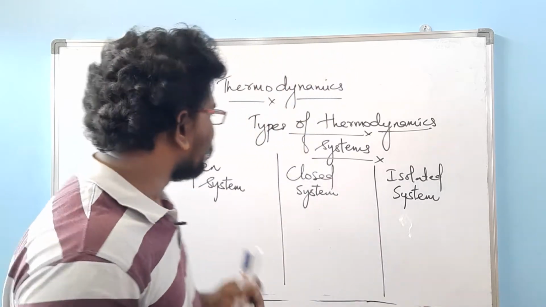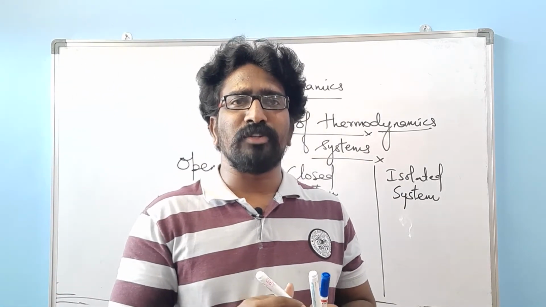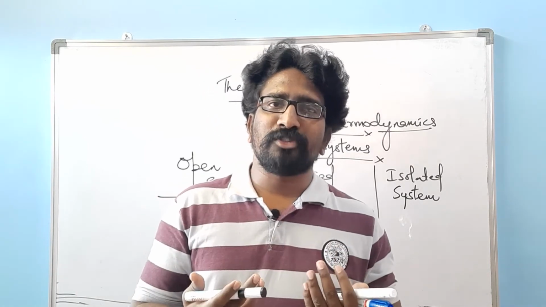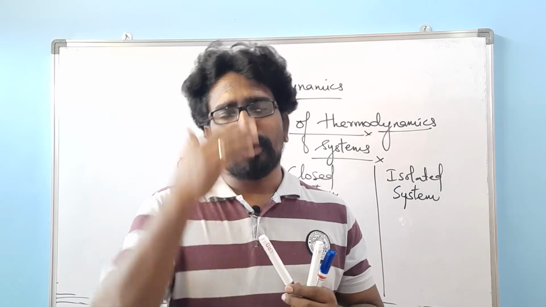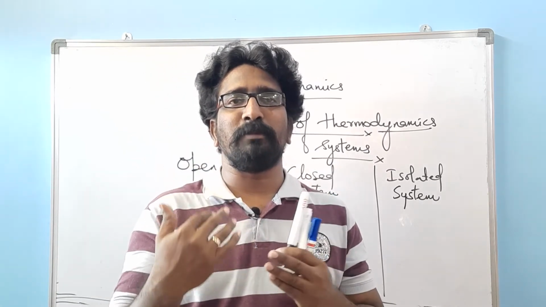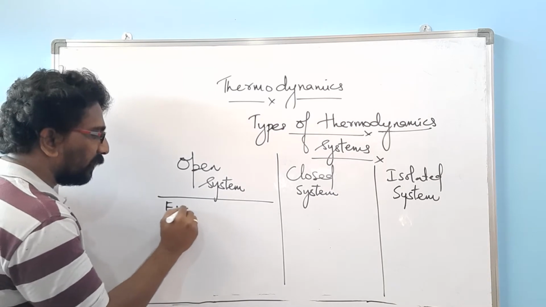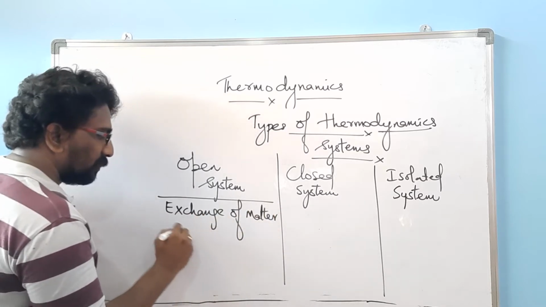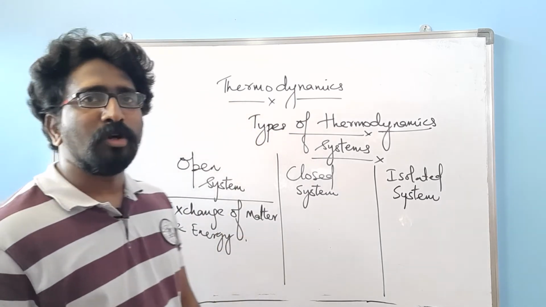So see now, in the open system, the exchange of matter and also exchange of energy will be taking place. In the open system, exchange of matter. Matter means what? It can be exchanging of solid state matter, it can be exchanging of liquid state matter, or else it can be exchanging of gaseous state matter. So now here we are talking about any state of matter. So now in the open system there will be exchange of matter and energy. Both the energy and matter will be exchanged.